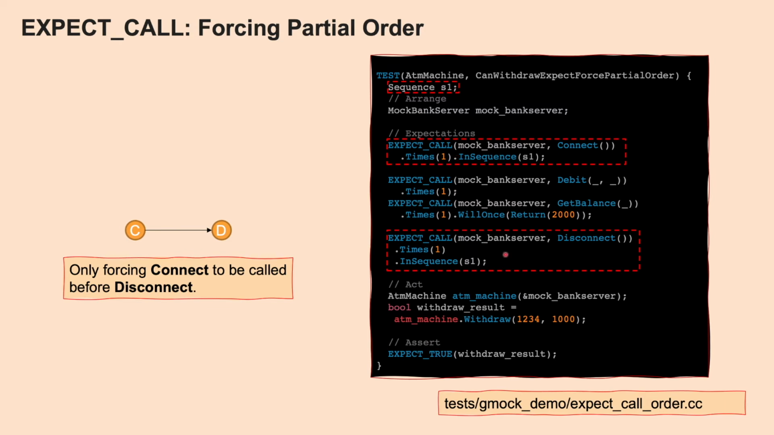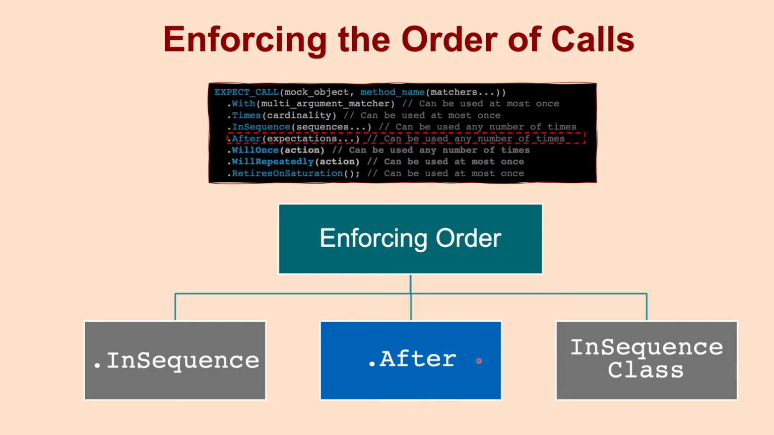Once you do this, if inside withdraw, disconnect is called before connect and not after that, the test will fail. You can check this test yourself from this path down here. Up next, .after. This is an alternative method for enforcing the order of your mock object's methods.